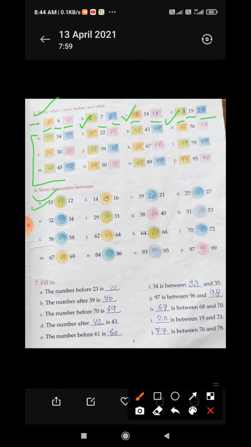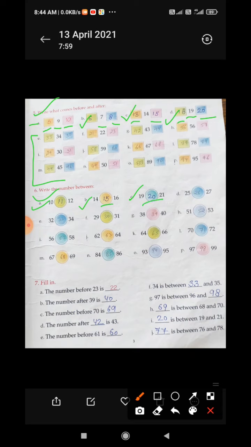In A part you see two numbers are given, 10 and 12. What number will come in between? 11. What number will come in between 14 and 16? 15. Right, here 15. Now C part, what number will come in between 19 and 21?